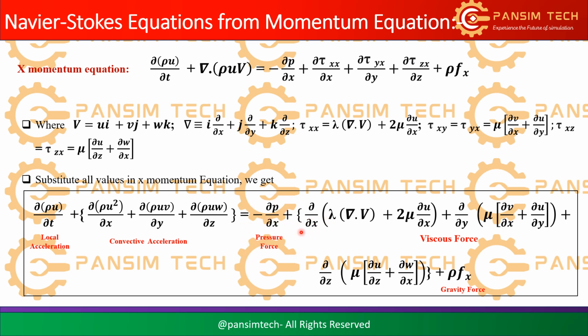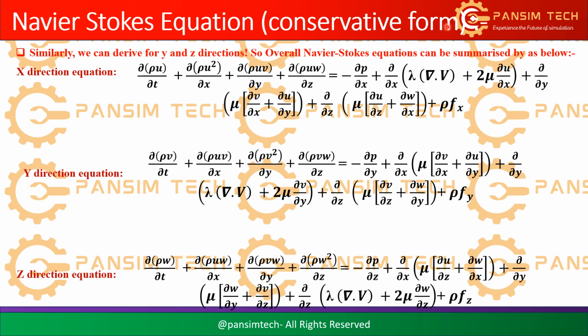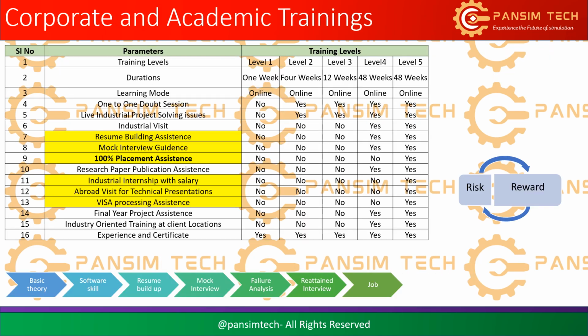And if you substitute the tau x value here, you will get this equation. And if you again expand this equation, you will get more. So see, conservative form. This is our main equation in x direction, this is your y direction equation, this is your z direction equation. Okay, so this is all about our governing equations related to momentum.